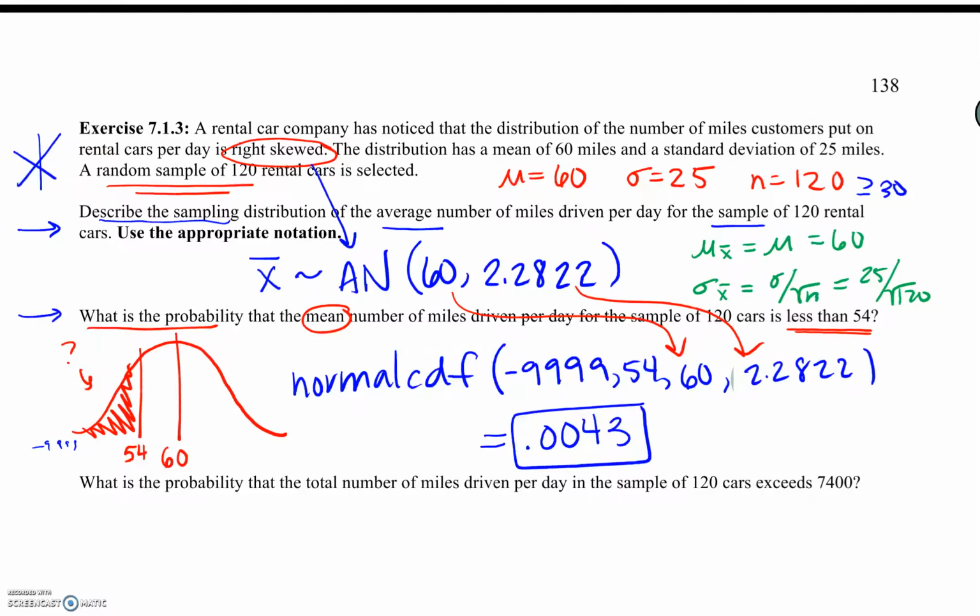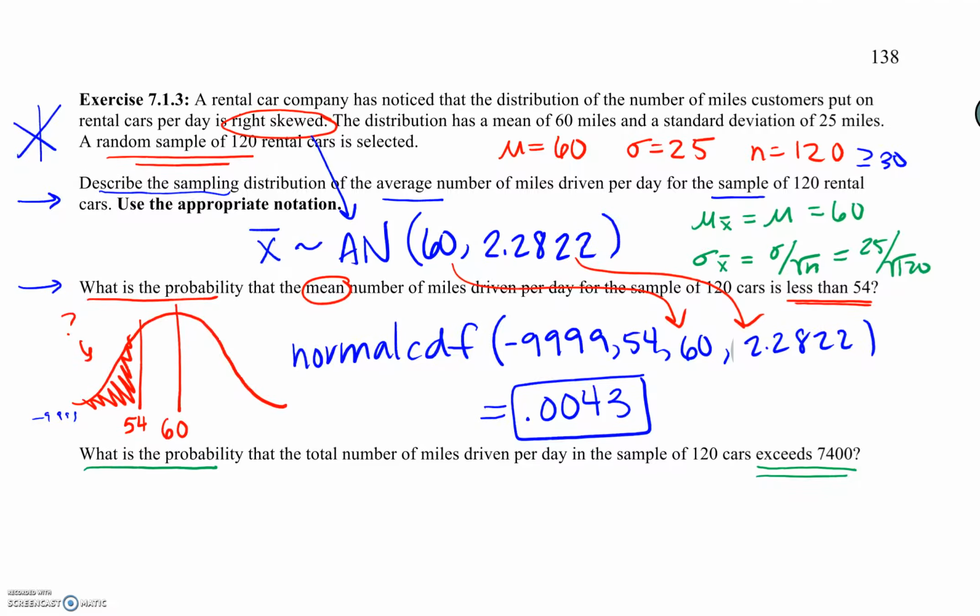Next question says, all right, again, let's find a probability. What is the probability that the total number of cars driven per day in the sample exceeds 7,400? Here's where things get crazy. So I recommend you pause the video, take a minute, see if you can figure out this tricky question on your own, how you would work with this.